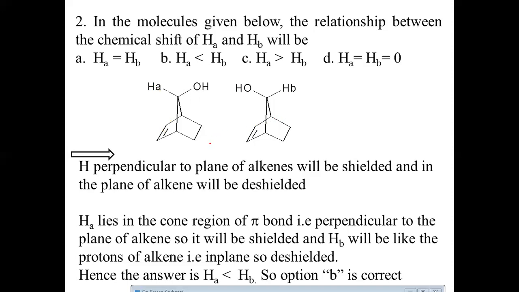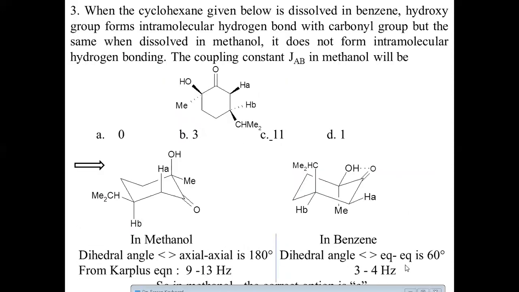And we know when it lies in the cone of the pi electron density, then it will be shielded. So your HA will be shielded, whereas since this lies along the plane, this one will be deshielded. So deshielded means the value will be higher. So we know the HB value will be greater than HA. In that case, your answer will be option B. So not in all the cases you can discard options. In certain cases, you have to work it out and arrive at the answers.